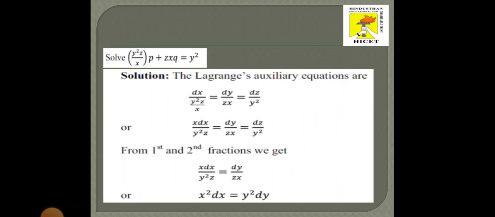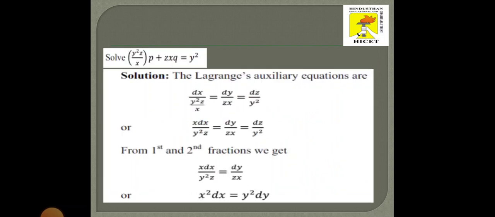Integral x square dx is x cube by 3. On the right hand side, integral y square dy is y cube by 3 plus constant. So c1 is x cube minus y cube, on cancelling the common denominator.